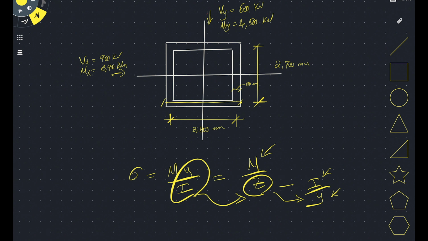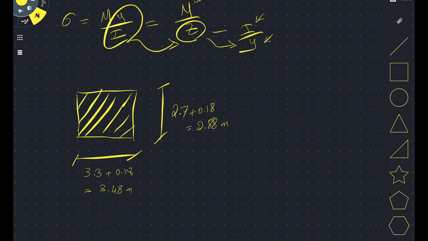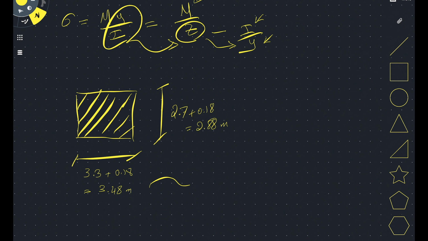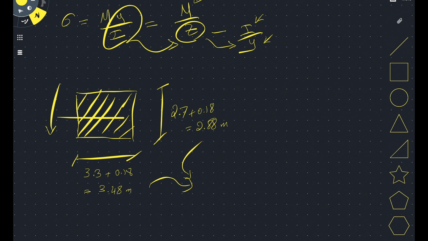So this is going to be 3,300 plus 180, which gives me 3.48 meters. In the other direction, it's exactly the same: 2.7 plus 0.18, which is going to give me 2.88 meters. Then you can calculate your I value of these two. If you're bending in this direction, let's call this our x-axis. So this is my I-XX, which is about the x-axis.